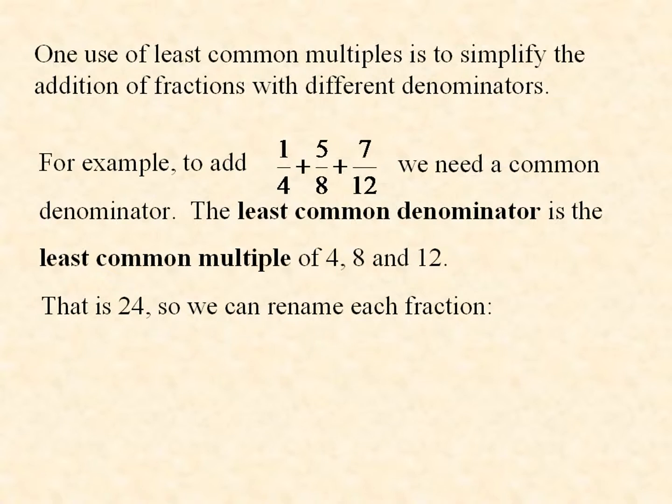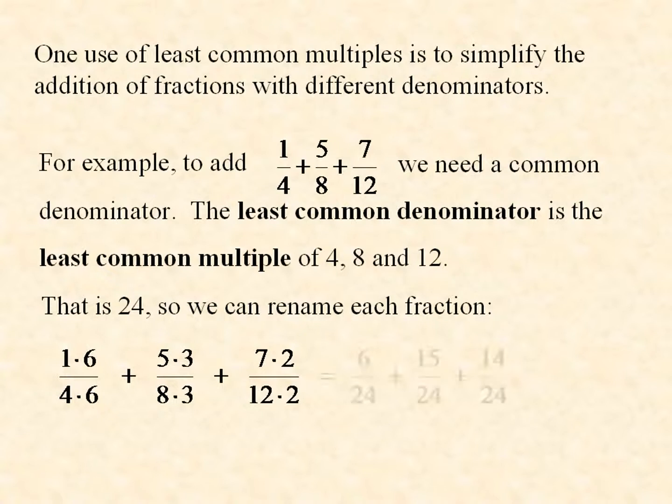So we rename each fraction. We must multiply 1/4 by 6/6 to get 24 in the denominator. We multiply 5/8 by 3/3 to get 24 in the denominator. And we multiply 7/12 by 2/2 to get 24 in the denominator. That gives us 6/24 plus 15/24 plus 14/24.